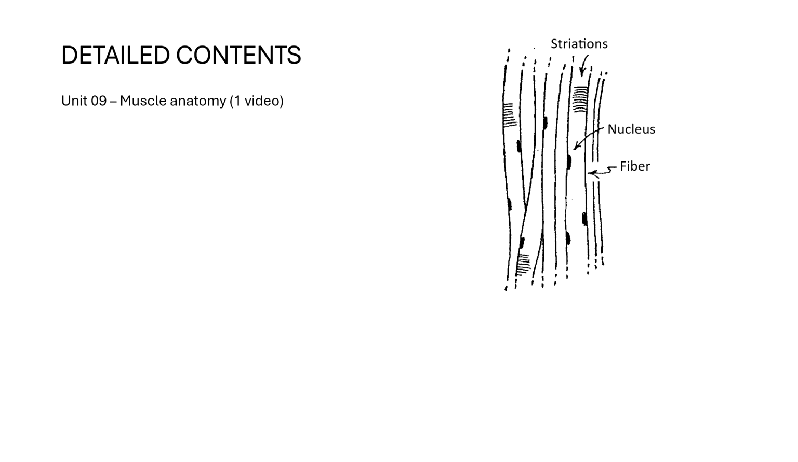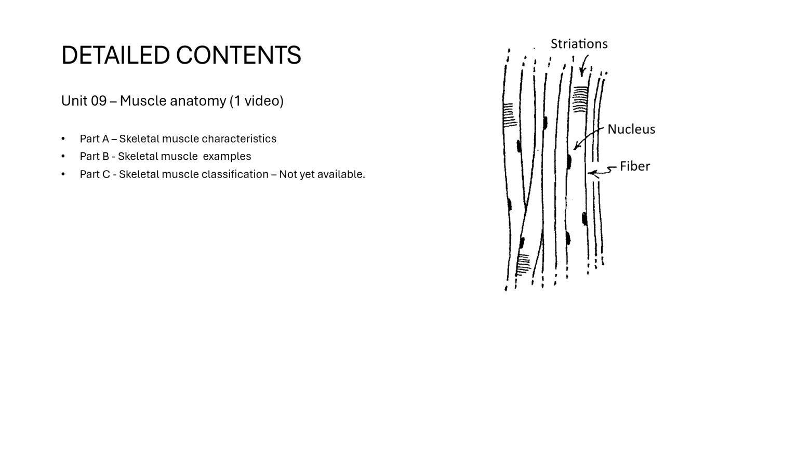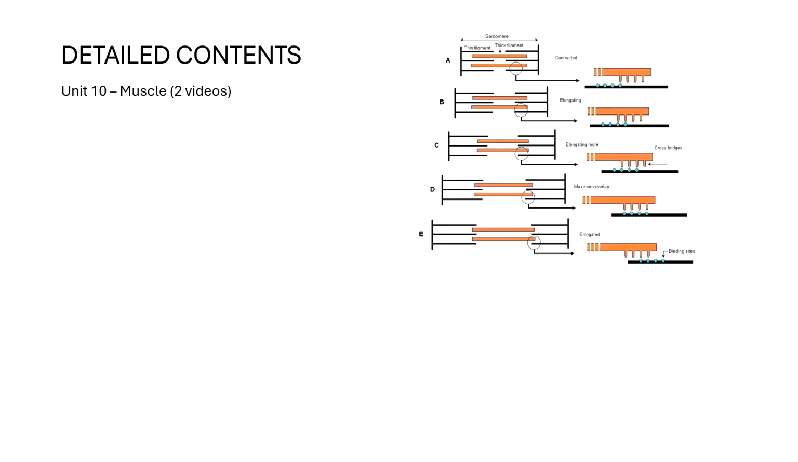Unit 9 deals with muscle anatomy. Part A, skeletal muscle characteristics. Part B will look at some examples of skeletal muscles. Part C is another that is not yet available. This would be a detailed classification of the muscles.